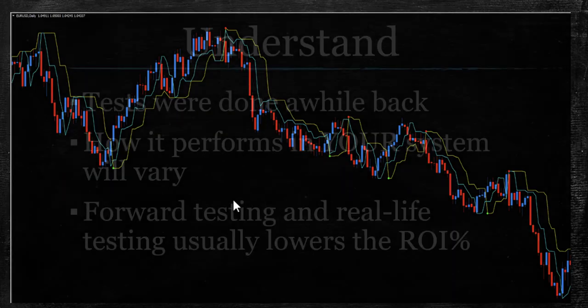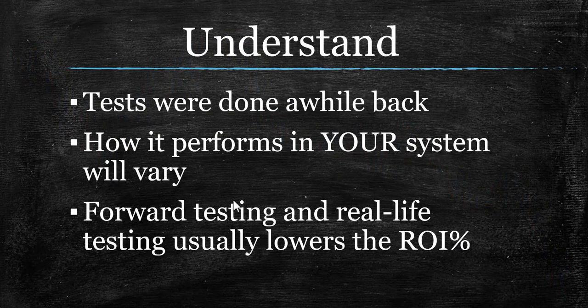But before we get there, understand, it doesn't really matter what you see. Don't get too excited over great results. Don't get too let down over subpar results, because the only thing that matters is right here, how it performs in your system. You must test this yourself.